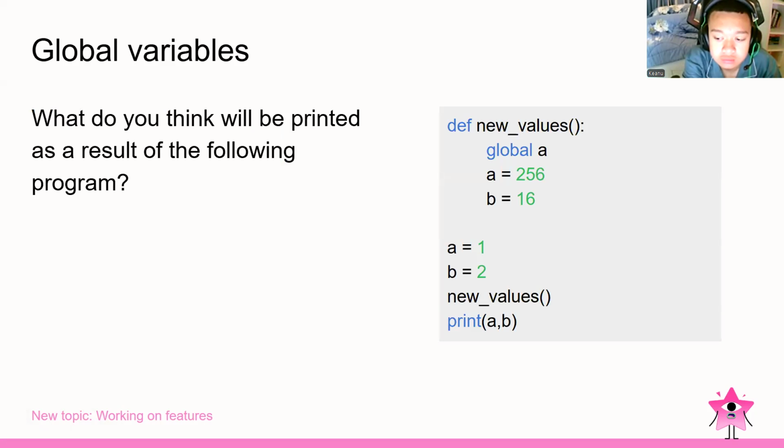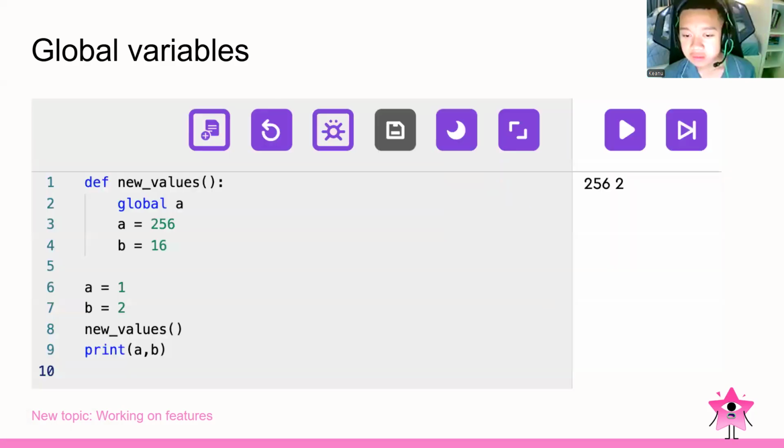And then what do you think will be printed? The result of the following program, as you can see. What will the program print, Keanu? Can you share it with me? 1 and 2? Is it correct? Really? New value. No, 256 and 16? Really? So it will print 256 and 2.